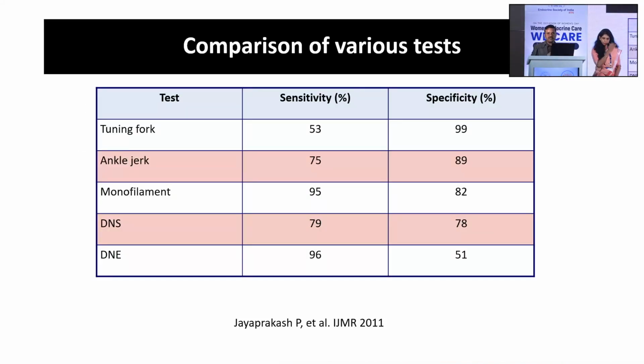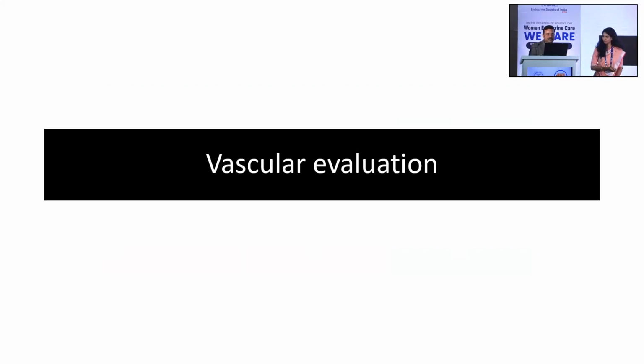The comparison of the various tests has been done by a friend of mine at PGI, and he has tried to find out the different tests, their sensitivity and specificity. If you see the sensitivity, I think monofilament has the highest sensitivity, and specificity-wise probably the vibration tuning fork is higher. But nevertheless, each of these is very important, and these are the 4 tests you can at least do in your clinical OPD.